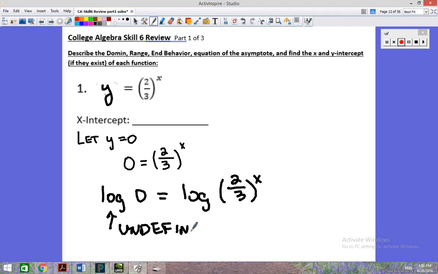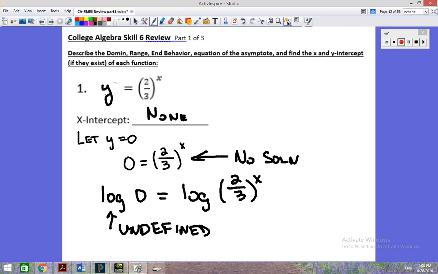Okay? So our basic conclusion is there is no solution to this equation. And since there's no solution, there's no x value that has a corresponding y value of 0, there is no x-intercept. This graph does not cross the x-axis.